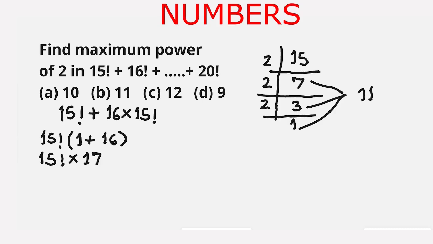So the maximum power of 2 will be 11, and that will be the answer for the given question: in 15 factorial plus 16 factorial plus up to 20 factorial, the maximum power of 2 will be 11. And from the given options, our answer is option B, 11.